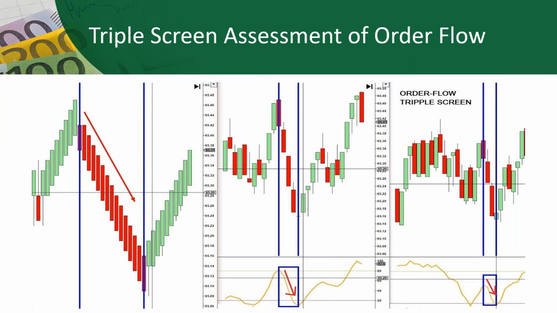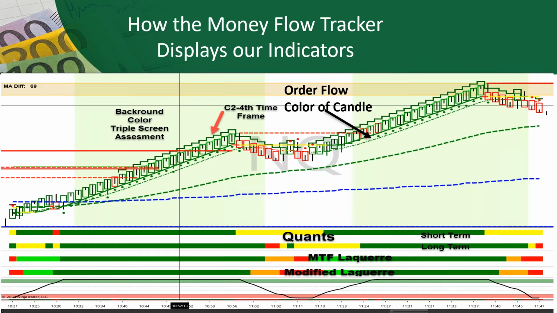Okay? So triple screen assessment means we want to see order flow going in the same direction on 3 time frames. That's what it means. So I put a screenshot of our charts up here just to show you how clean and easy our charts are to read. All our indicators are represented by these colored lines on the bottom. And then we have our modified Laguerre oscillator, and I'll explain all that, right?